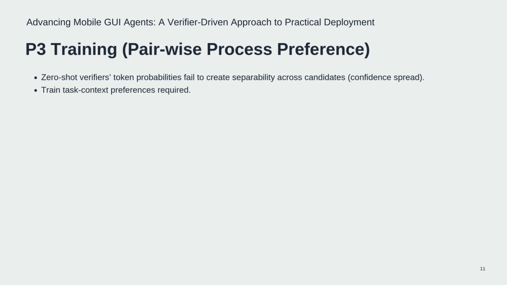A zero-shot verifier has trouble separating the good actions from the bad. The model's probability scores for yes can be all over the place. They observed a high confidence spread across candidates. It might give somewhat high scores to multiple actions, including incorrect ones, because it hasn't learned the fine nuance of what makes an action correct in a given state. In short, the model's judgments are not calibrated for our specific sequential decision context. So task-specific training is required.